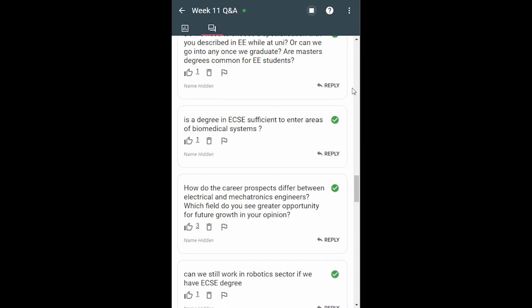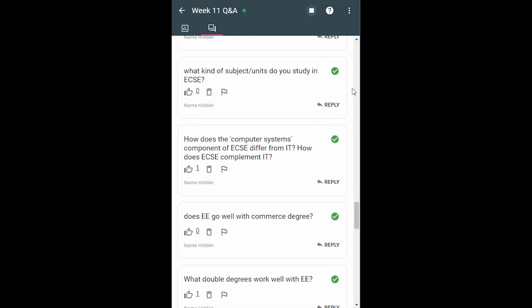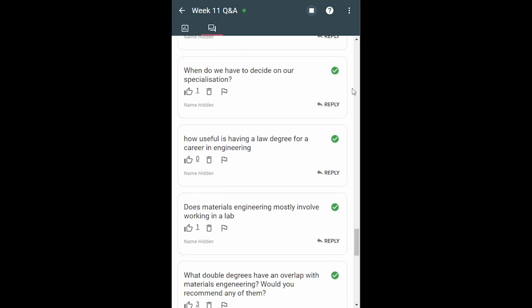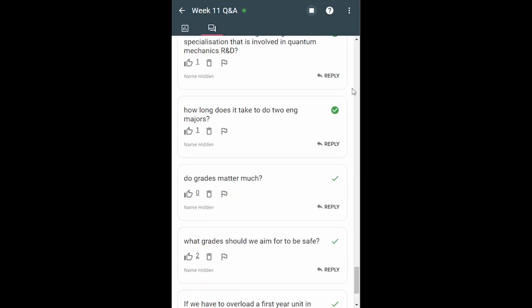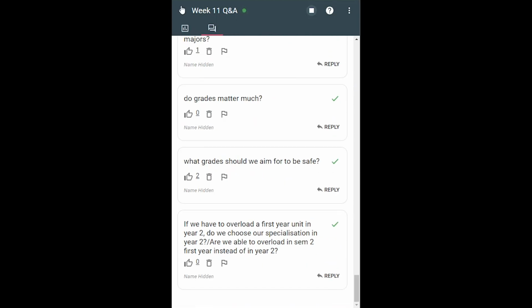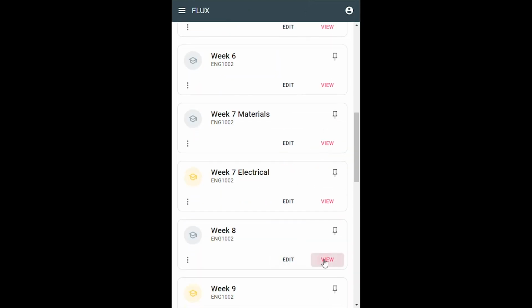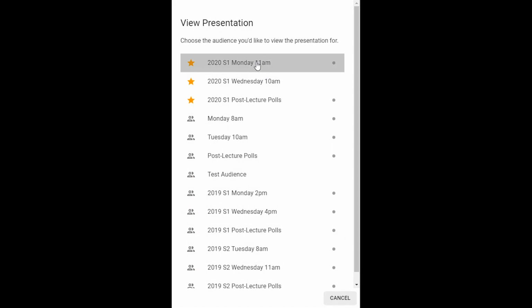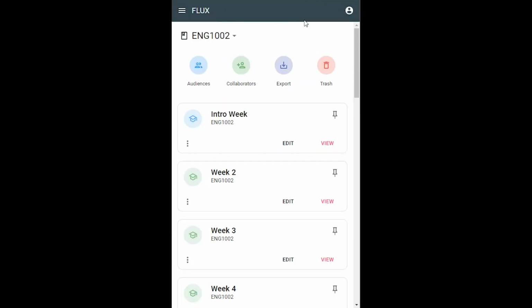As you can see, the students are actually using this, and we are using it back with them to help answer their queries. So this translates really well to the online space. We use this throughout our lectures. Here are some examples of questions that I think Julie was asked during her lecture. So that's how Flux can be used for engagement in class.